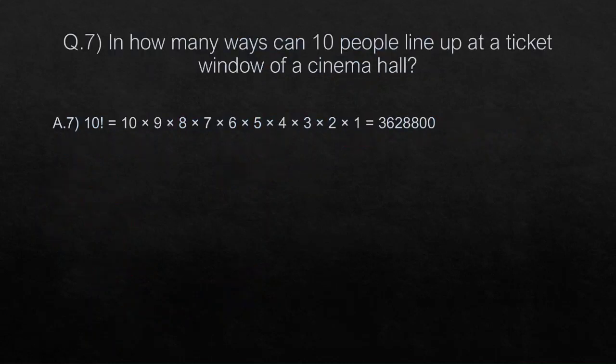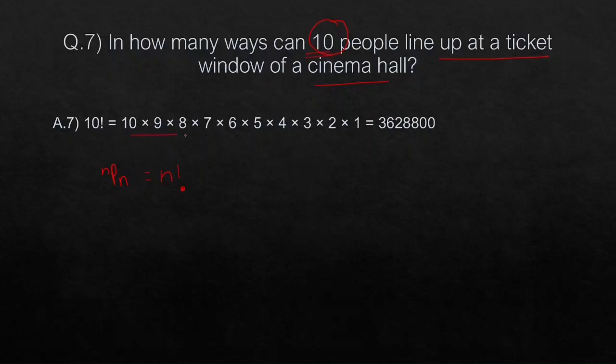Let us take up this example. In how many ways can 10 people line up at a ticket window of a cinema hall? Now, this is the example of nPn, because 10 people have to line up and we are taking all 10 people in the line at one time itself. This is the reason why it will be nPn, which is equal to n factorial.